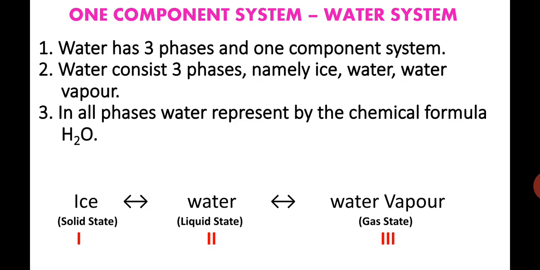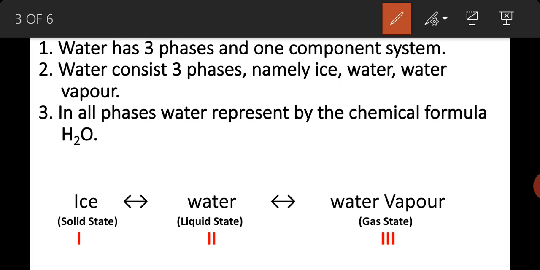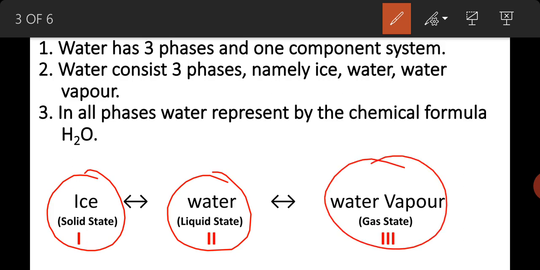Next, coming to the water system, water has three phases and one component. The three phases exist in the form of ice, water, water vapor. Here, water is in liquid form, ice in solid form, water vapor in gas form. In all three phases, its chemical formula is the same, H2O. Here the component is 1. If the component is 1, that system is called a one component system. Here, the water system is the best example of a one component system.